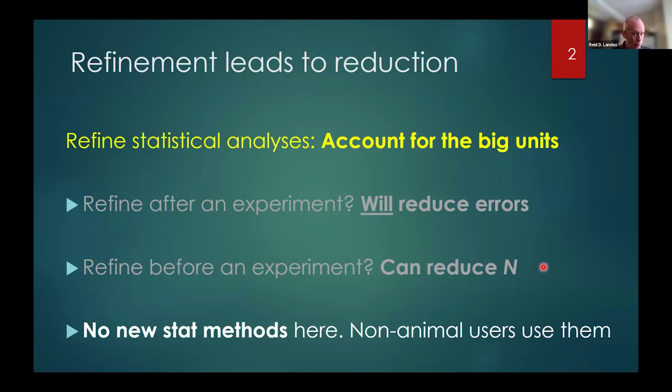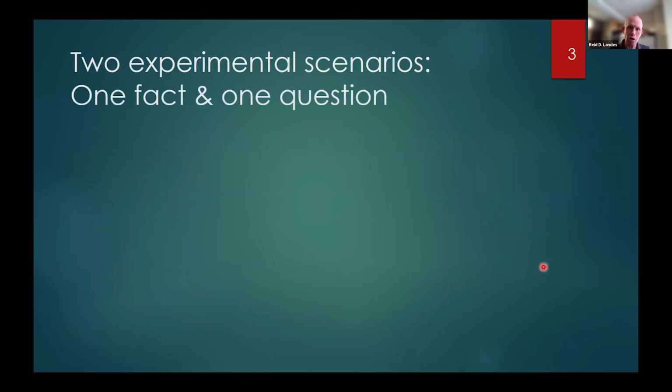So I'll be talking about refining our statistical analyses, but I'm not talking about any new statistical method here. In fact, the things I talk about when accounting for big units, non-animal users have used already for decades. It doesn't seem to be as popular in biomedical animal research. And there are 2 experimental scenarios that I want to talk to y'all about today. Besides the overall message of refining your statistical analyses to account for the big unit, for these 2 common experimental scenarios, I want to give you 1 question and 1 fact that you can walk away with.